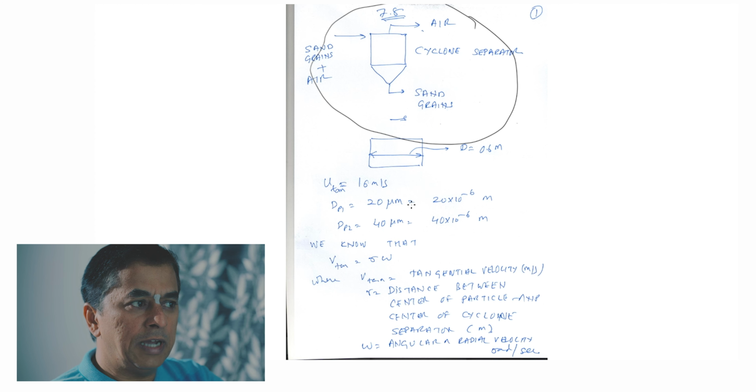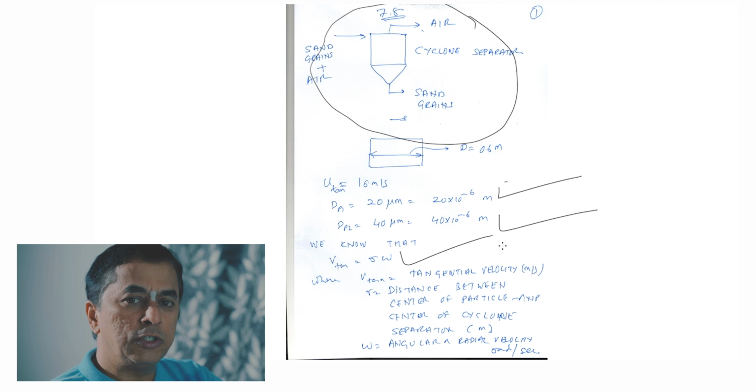Then the diameter of particle 1 is 20 micrometers, which is given as 20 into 10 to the power of minus 6 meters. And then the second particle is 40 micrometers. It is given by 40 into 10 to the power of minus 6 meters.